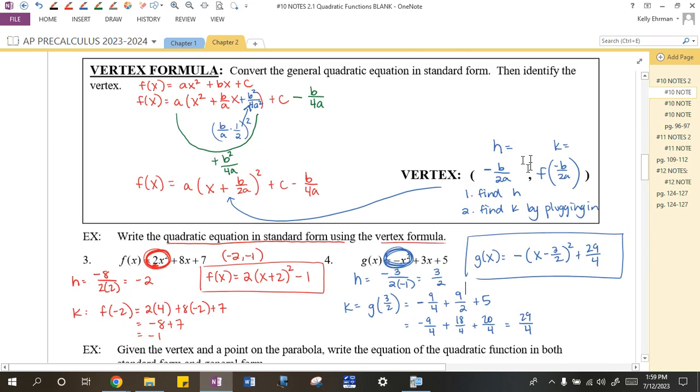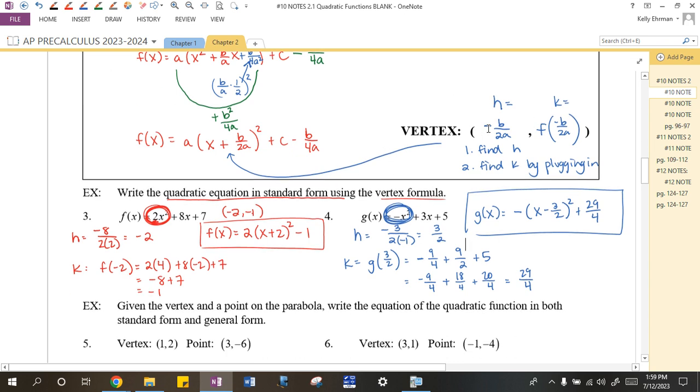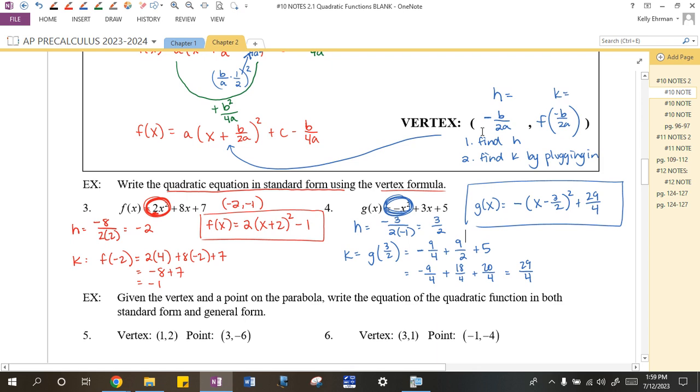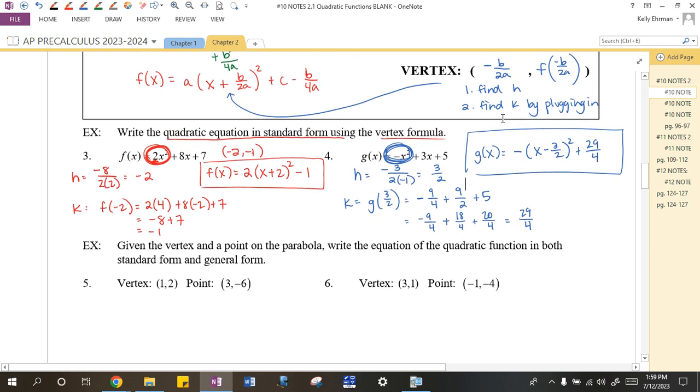Okay, so two ways to find a vertex, two ways to write an equation in vertex form. I do not have a preference for what you use. I would like you to use the one that you have the most success with, you make the least computational errors with.